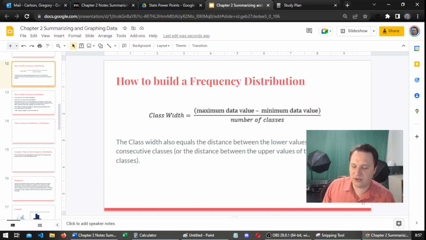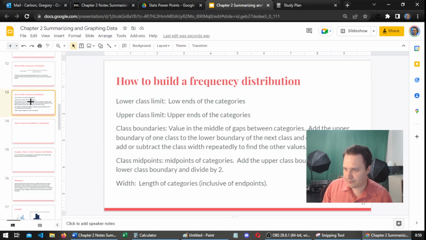The good news for you is you won't need to do this calculation in your homework because I believe on every single problem they tell you how many classes you have already, so we don't have to worry about it. Okay, this is an important slide. You will need this slide for the homework, so maybe put a star by this one in your notes.